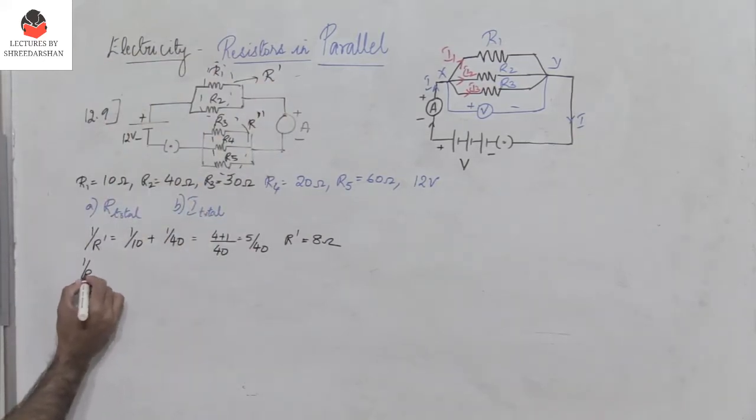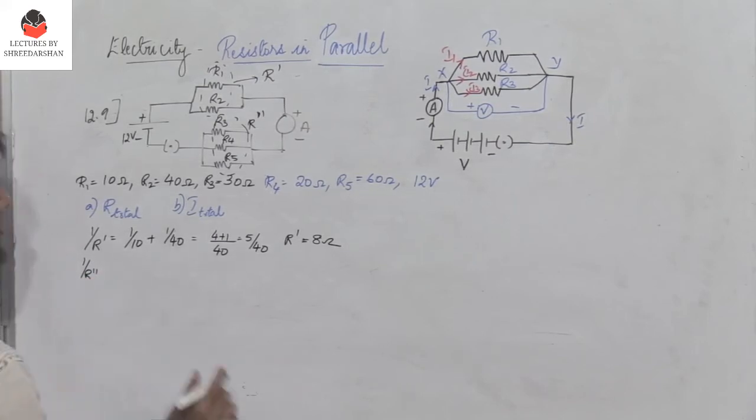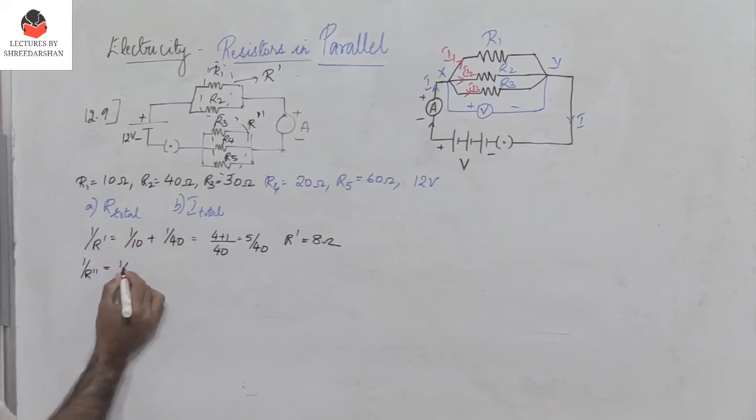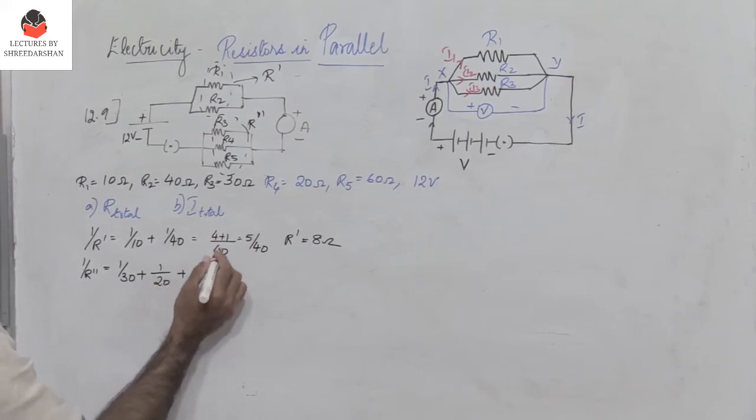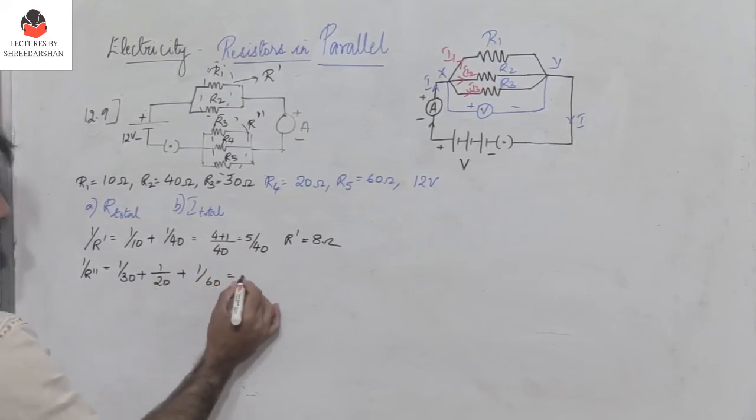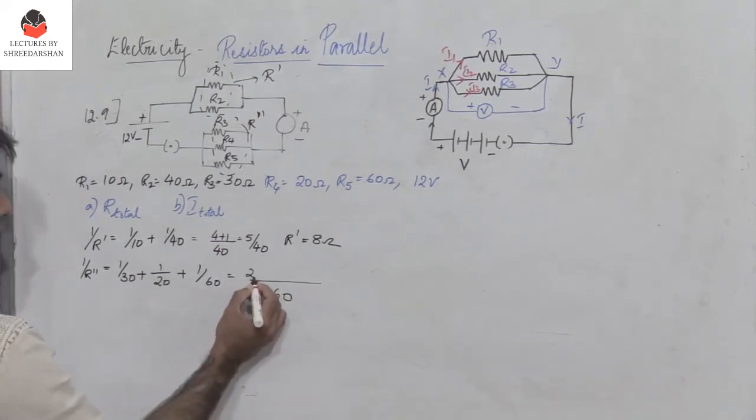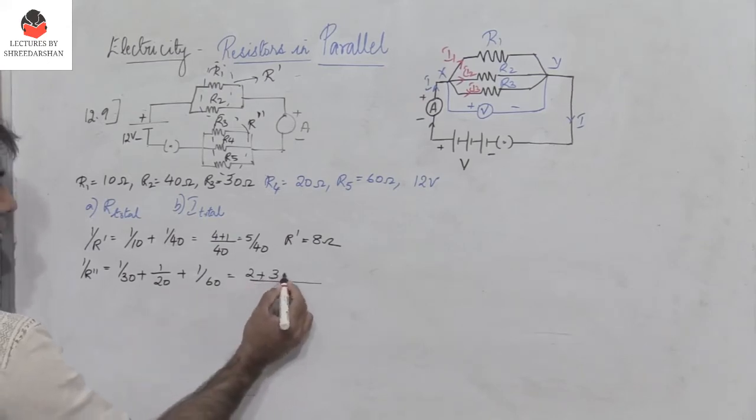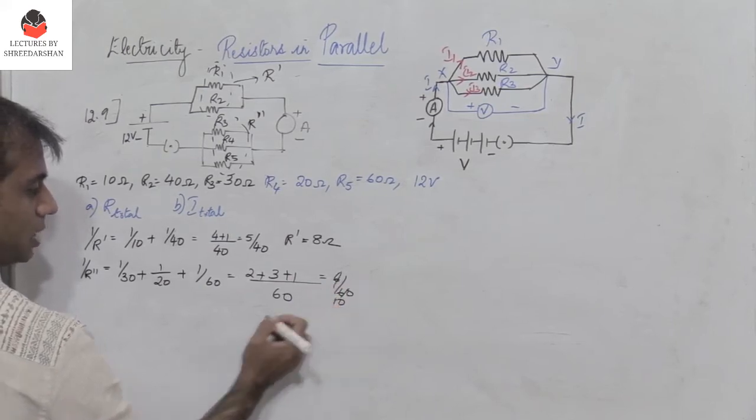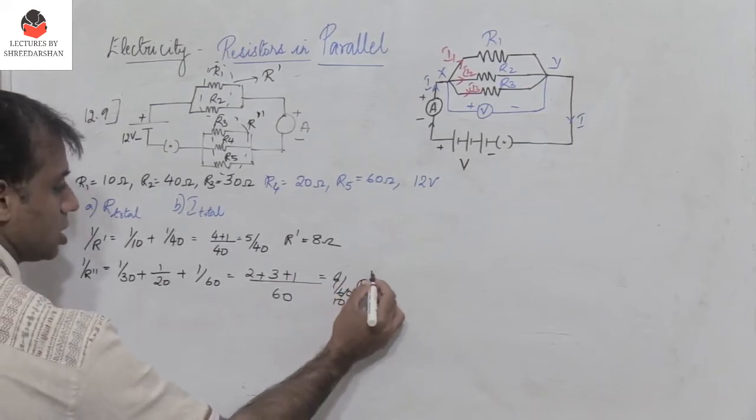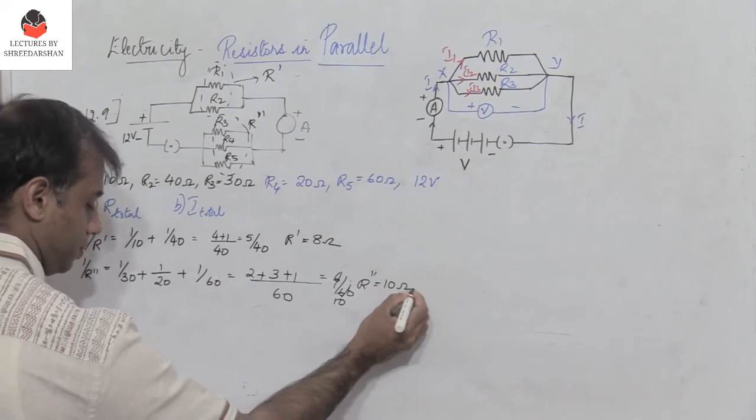Next, I have 1 by R double dash, which is equal to 1 by R3, which is 1 by 30, plus 1 by R4, which is 1 by 20, plus 1 by R5, which is 1 by 60. So let me take LCM 60. 60 by 30 is 2, so I have 2 here, plus 60 by 20 is 3, plus 1. So it is 6 by 60, or it is 1 by 10. So what is R double dash? It is the reciprocal of 1 by 10, which is 10 ohms.